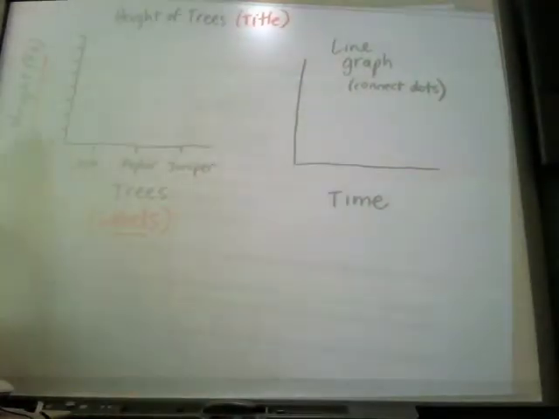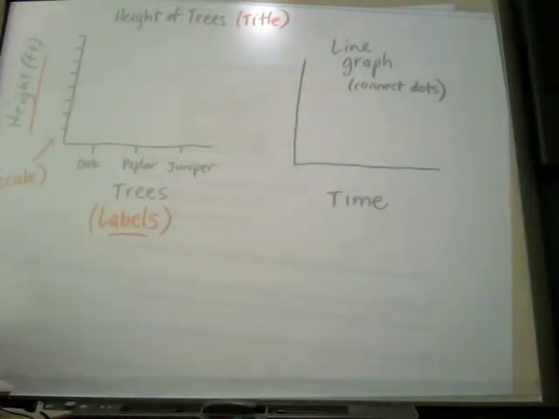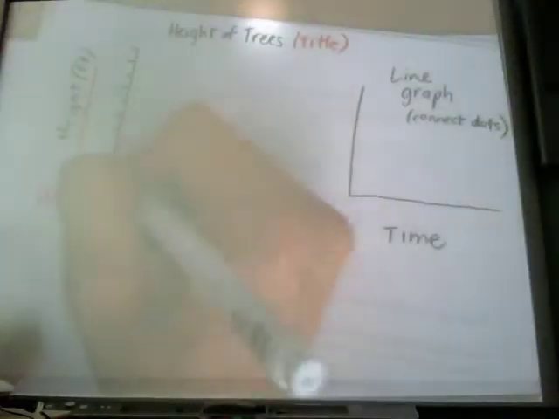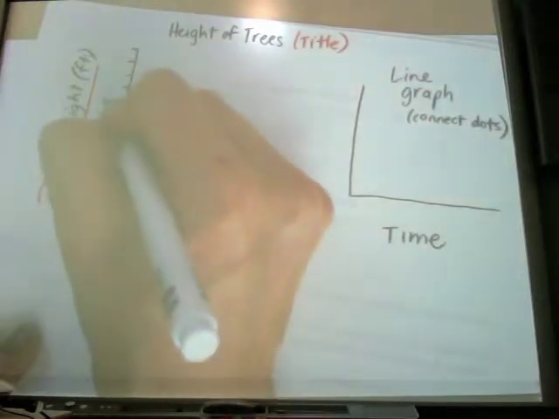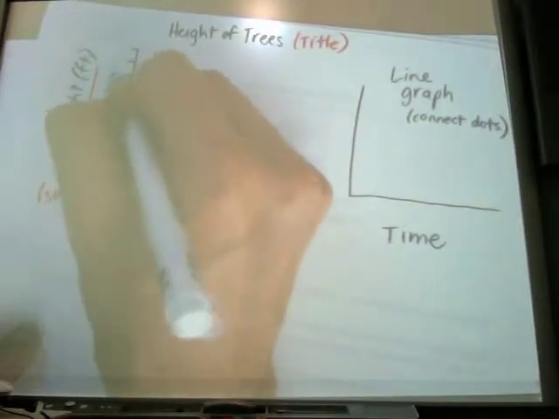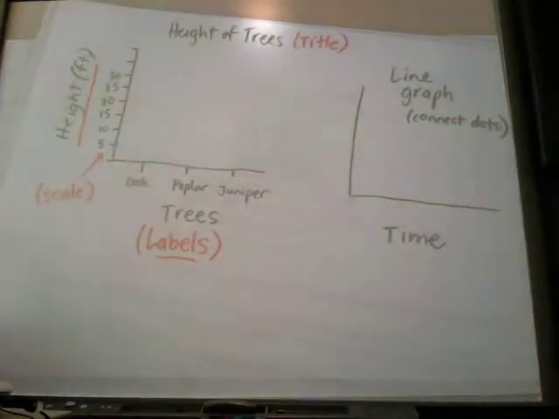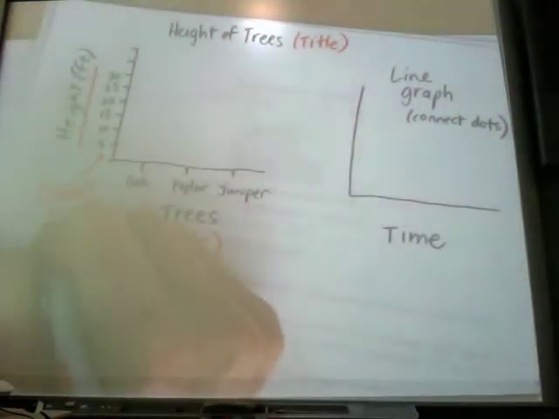Any suggestions for scale? Roland? Maybe by 5s. I think that sounds good. If we start at 0, 5, 10, 15, 20, 25, 30. Now the idea for scale is you want 5 to 10 items.